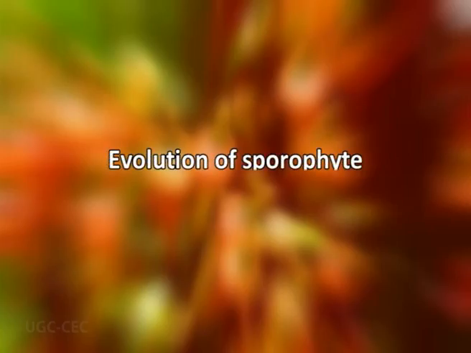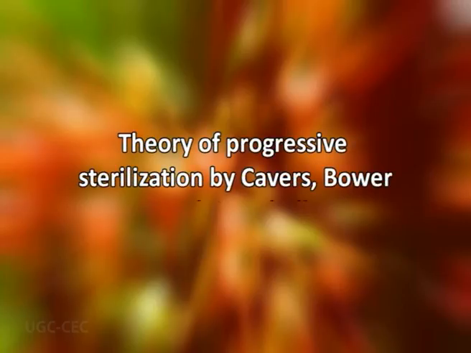Dear students, now we come to the second part of our lecture, that is evolution of sporophyte in bryophytes. There are two contrasting theories to explain the evolution of sporophyte in bryophytes. The first one is the theory of progressive sterilization put forth by Cavers, Bower and Campbell. The other one is the reduction theory or theory of progressive simplification.